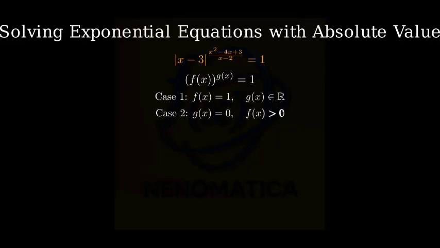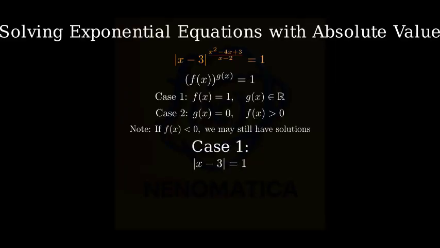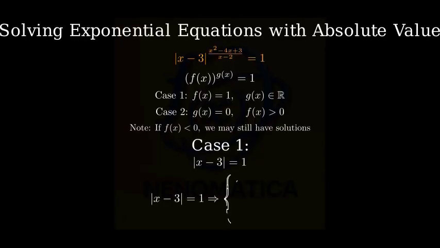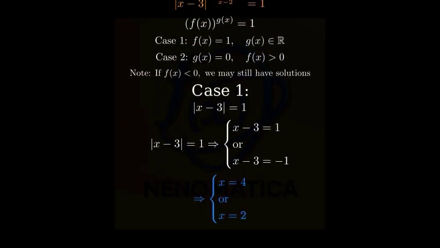Additionally, we need to be careful because if f of x is less than 0, we may still have solutions that require further validation. Let's tackle the first case where the absolute value of x minus 3 equals 1. Using the definition of absolute value, this means either x minus 3 equals 1 or x minus 3 equals -1.